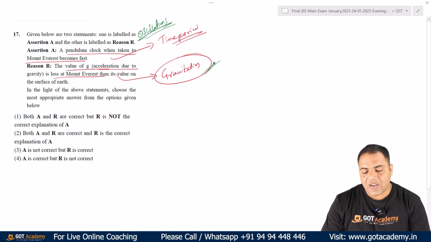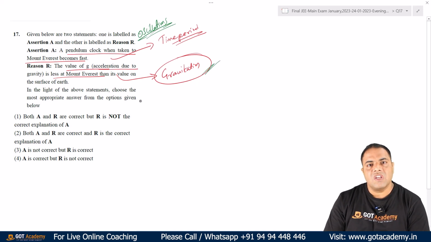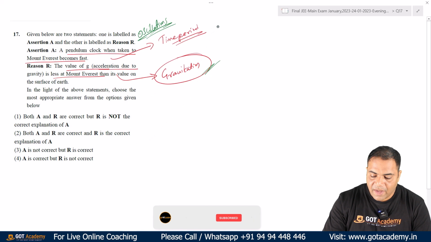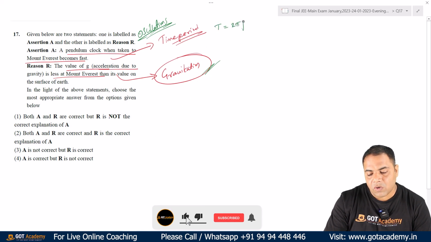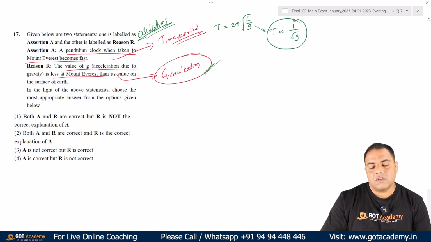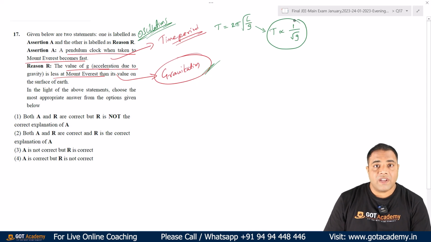So basic knowledge is gravitation. From that we have to find out the time period, that is oscillation. So let us check it. So how to find out the time period? So time period is given by T equal to 2 pi root over L by G. So what we want here is that relation between time period and G, that is acceleration due to gravity, like this. Okay. So now let us find out this G.